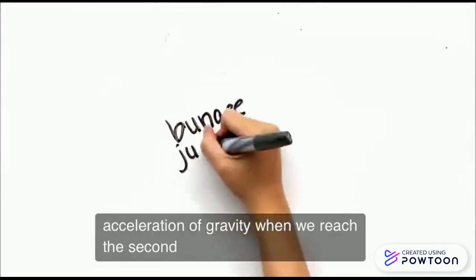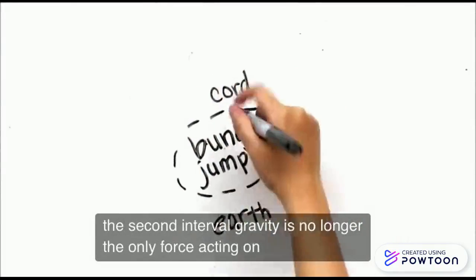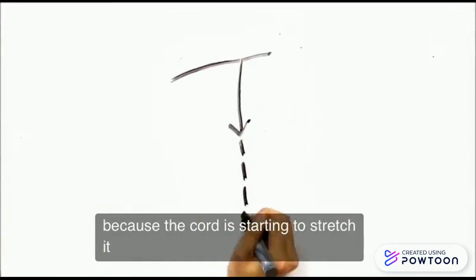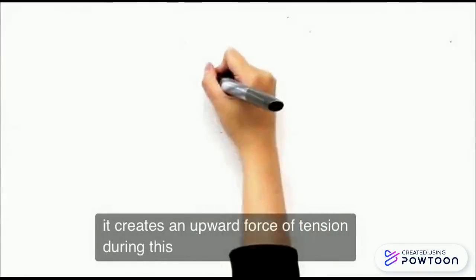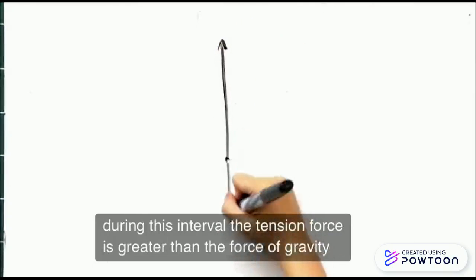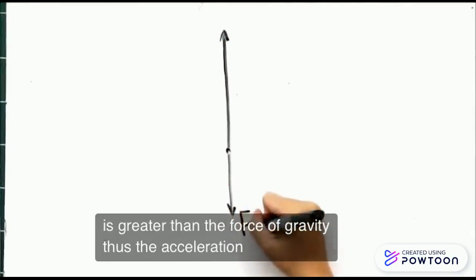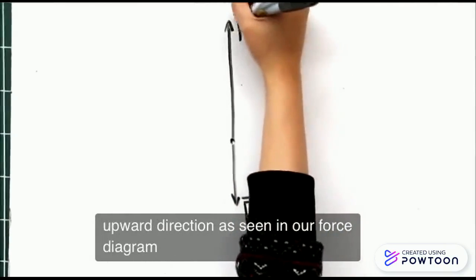When we reach the second interval, gravity is no longer the only force acting on the jumper. Because the cord is starting to stretch, it creates an upward force of tension. During this interval, the tension force is greater than the force of gravity. Thus, the acceleration is now in the upward direction, as seen in our force diagram.